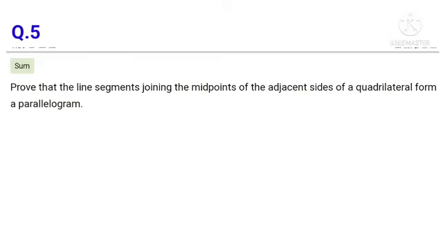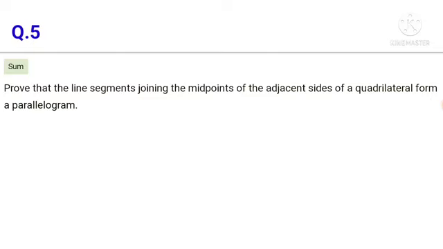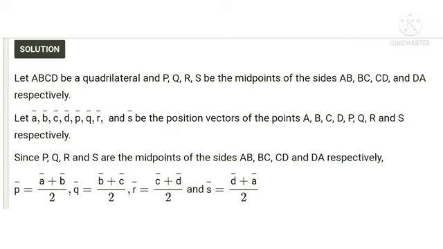Exercise 5.2, question number 5. Prove that the line segments joining the midpoints of adjacent sides of a quadrilateral form a parallelogram. See students, here we have to prove that the figure formed by joining the midpoints of a quadrilateral is a parallelogram. So let's start. Suppose ABCD is a quadrilateral, and points P, Q, R, S are midpoints of sides AB, BC, CD and DA respectively.